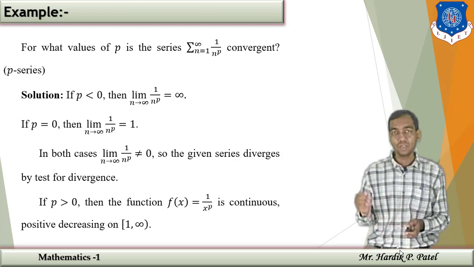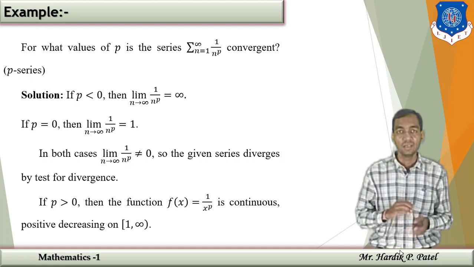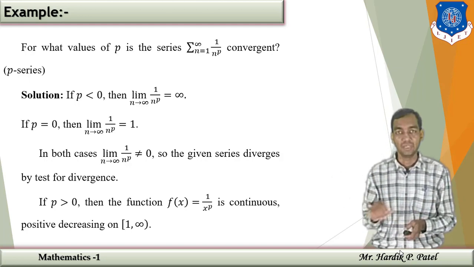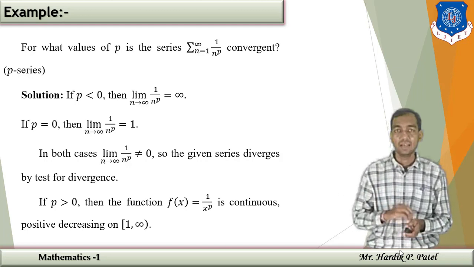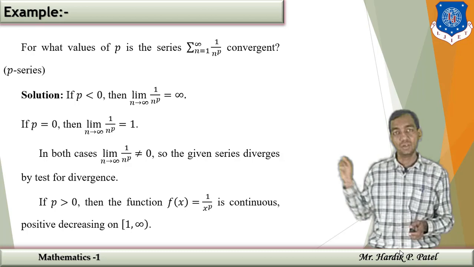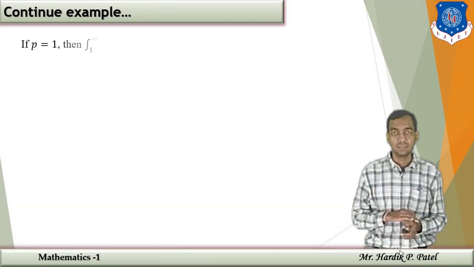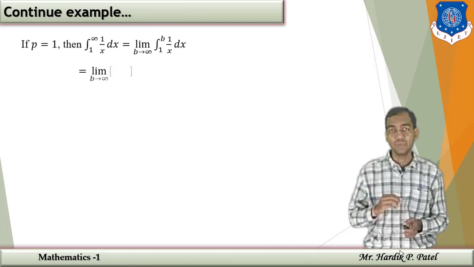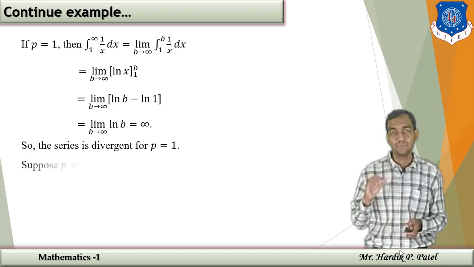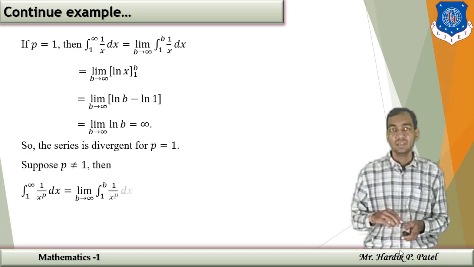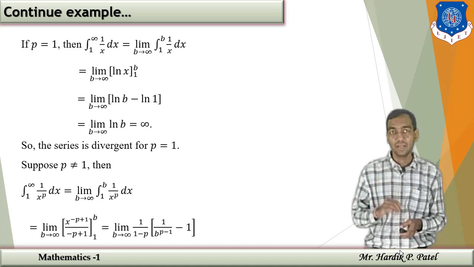Now, we are going to start with P greater than 0. For P greater than 0, f(x) will be 1 upon x raised to P. Now, 1 upon x raised to P is a decreasing and continuous function on the interval 1 to infinity, because it has a decreasing term. So, we are going to apply the integral test. For the integral test, first we divide P into two parts: either P is 1 or P is not equal to 1. So, if P is 1, then in that case the integration from 1 to infinity of 1 upon x raised to P, that means 1 upon x dx.